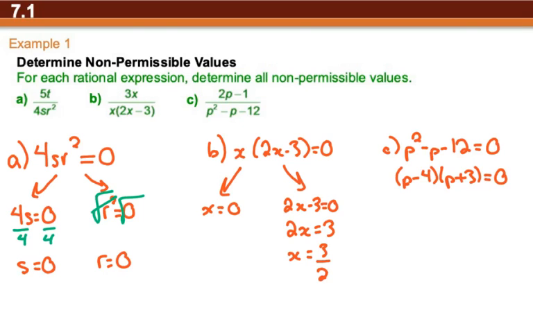Once we factor it, we can split it. So we have p minus 4 equals 0 and p plus 3 equals 0. On the left, we'll add 4 and we get p equals 4 as a non-permissible value. On the right, we'll subtract 3 and get p equals negative 3.